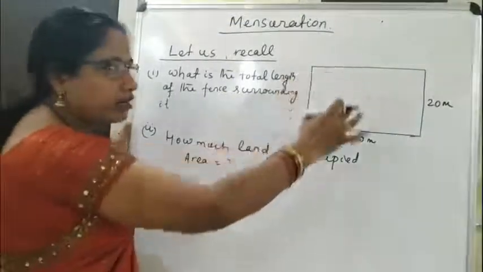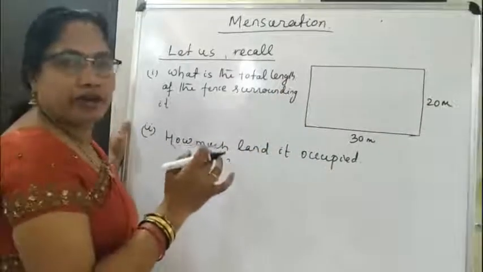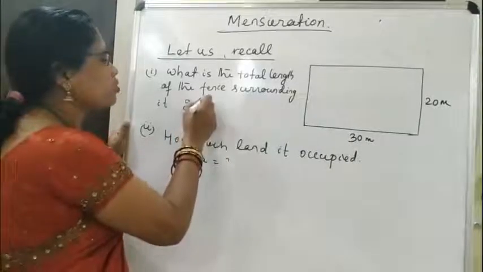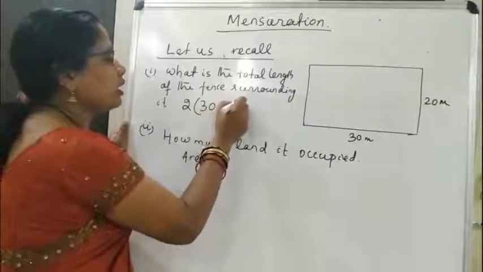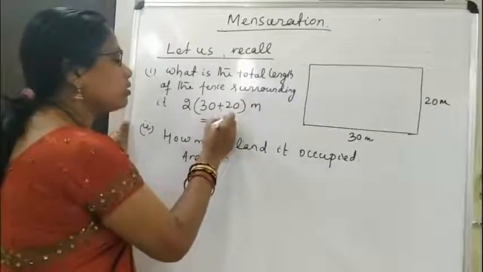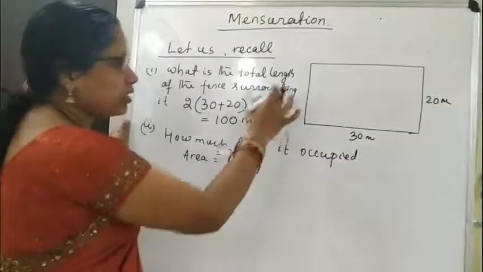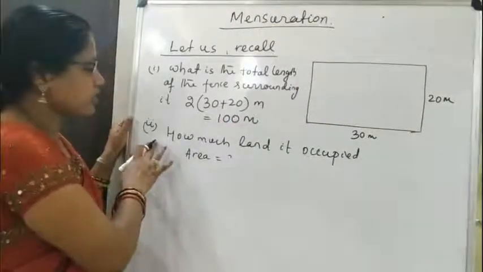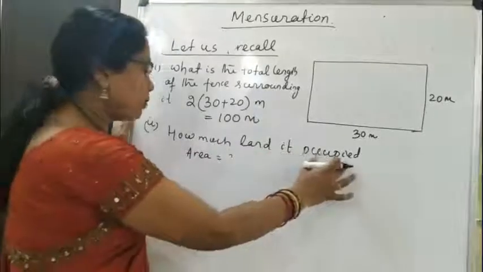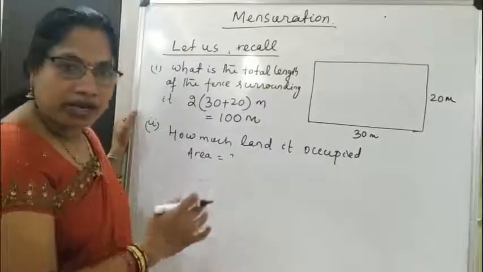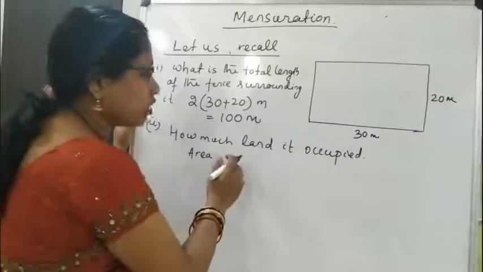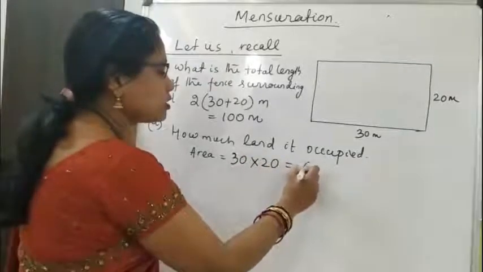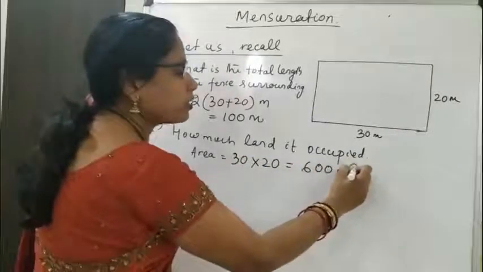So this is a rectangular shape. So we know that perimeter of a rectangle is 2 into (length plus breadth). So here the perimeter is 2 into (30 plus 20) meter. So this is equal to 100 meter. So the length of the fence surrounding the park is 100 meter. Then the second question is, how much land does it occupy? That means we have to find the area of this rectangular field. So the area is equal to 30 multiplied with 20. So this is equal to 600 meter square.